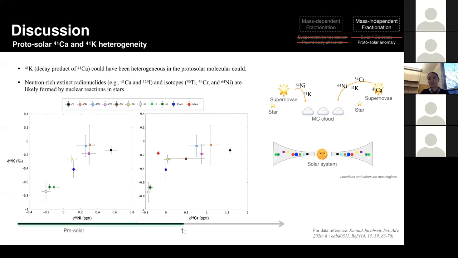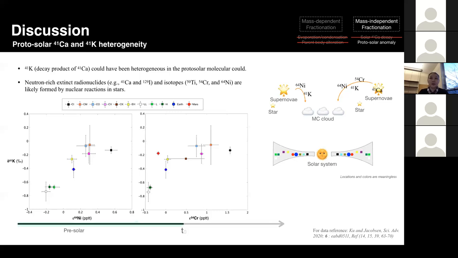cloud and become nebula materials, like the extinct nuclides calcium-41, iodine-129, or neutron-rich isotopes like chromium-54 and nickel-64. Those isotopes are likely formed by nuclear reactions in the star before the solar system formed. And because calcium-41 has a very short half-life, the stellar wind or supernova ejection would possibly add abundant potassium-41 and very little calcium-41.